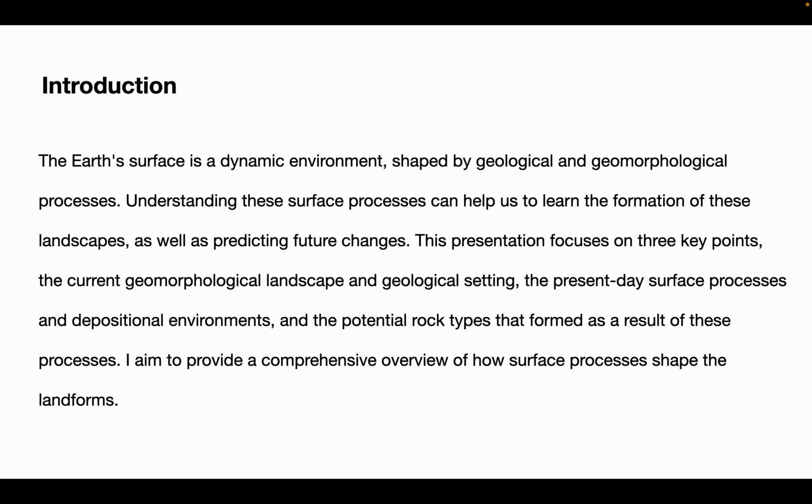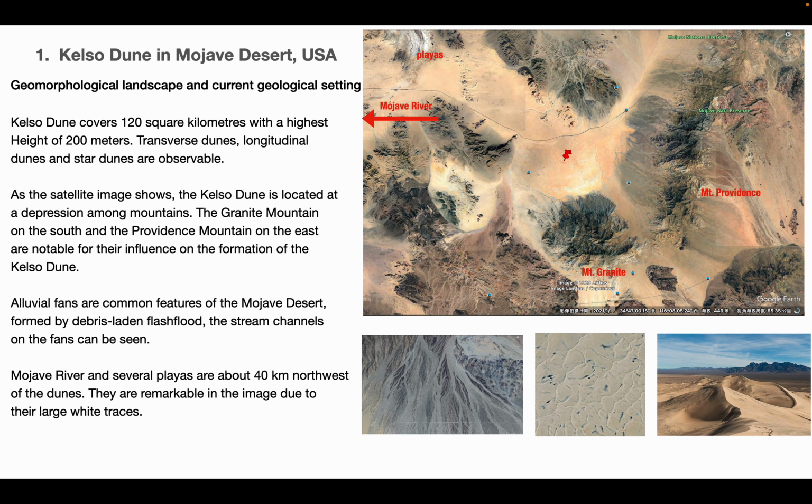The presentation will focus on 3 key points. First is the current geomorphological landscape and geological setting. Second is the present-day surface processes and depositional environments. The third is the potential rock types that form as a result of these processes. My aim is to provide a comprehensive overview of how surface processes shape the landforms.